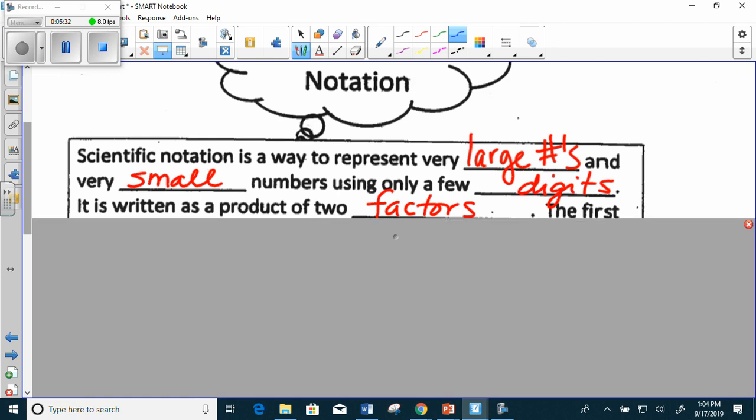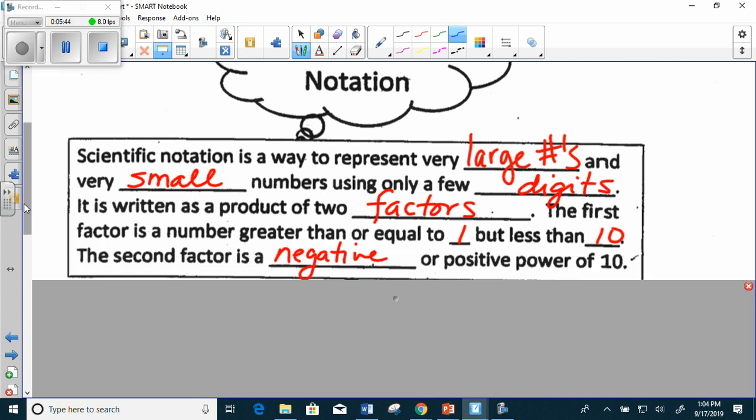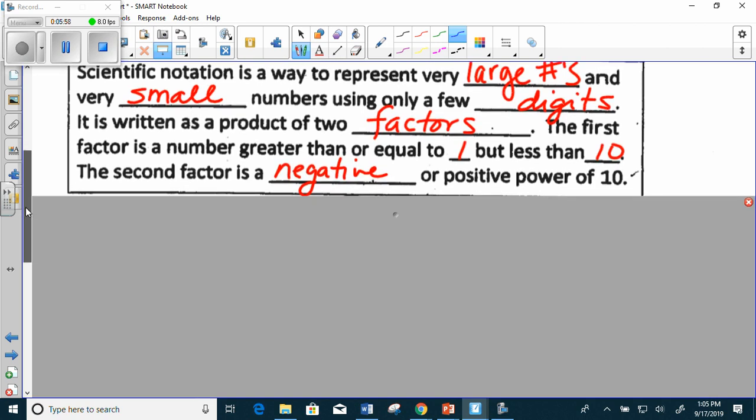It is written as a product of two factors. The first factor is a number greater than or equal to 1, but less than 10. So remember, you can only use single digits, so 1 through 9. The second factor is a negative or a positive power of 10. In that last slide, I did not show you negative powers of 10. I want to show you the positive first because I think that one is easier.